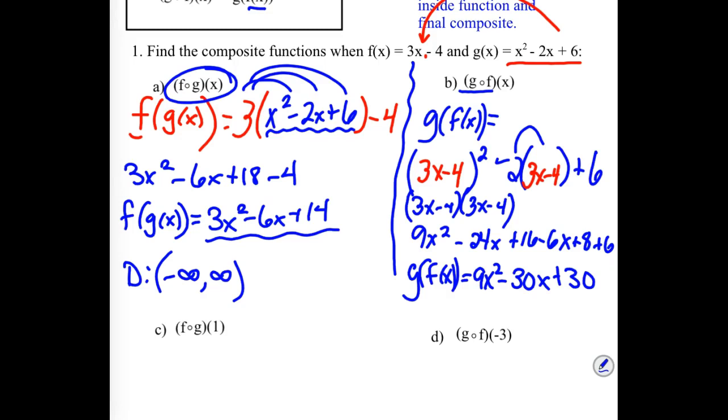For our second one, g of f, any restrictions on the 3x minus 4, the function I'm dumping in? Do we have any domain restrictions on that? No. Do we have any domain restrictions on our final answer? Okay.